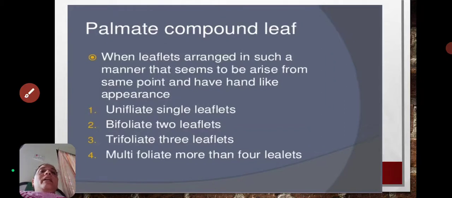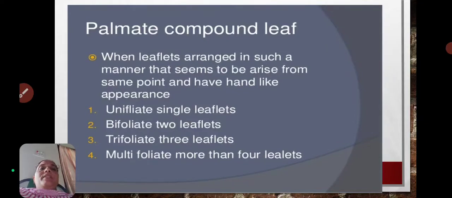Next, palmately compound leaf. When leaflets are arranged in such a manner that they seem to arise from the same point and have a hand-like appearance, this is called palmate. Palm means palm of the hand. The leaves are arranged like this, palmate. A hand-like appearance, a palm-like appearance.